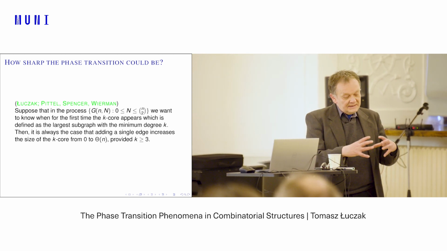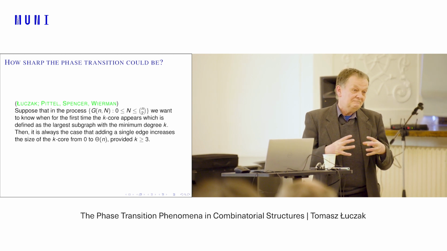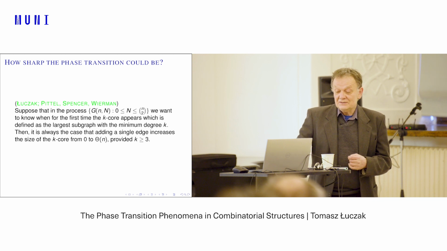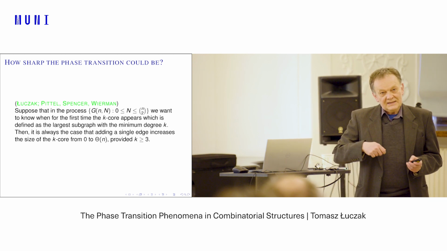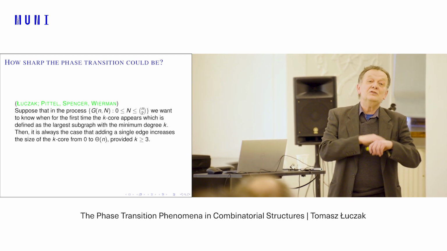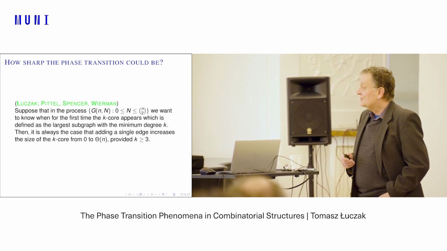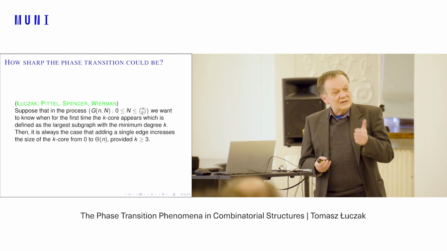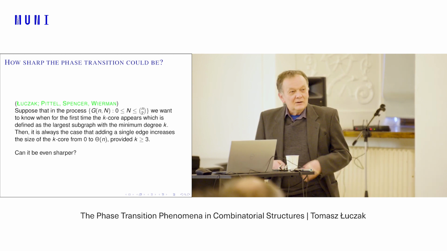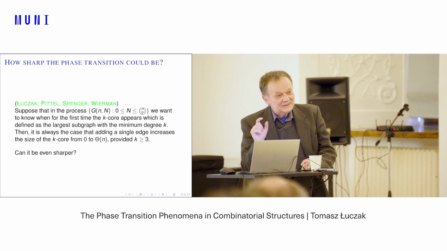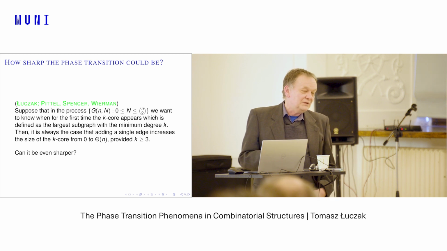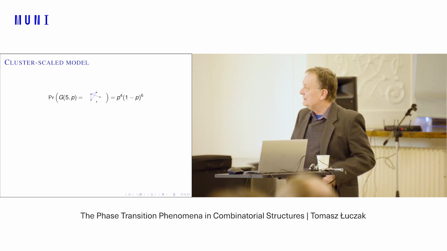For instance, look at the largest subgraph which has minimal degree k. Suppose that we are looking at the subgraph with minimal degree 3. During this process, there is always an edge such that before adding this edge, there are no such subgraphs, and out of nothing, when we add this edge, a huge subgraph of order n appears. So there is a phase transition which needs just one edge. The question is whether we can do better, whether there is a phase transition where we add half of an edge, and it will go from a small component to a larger one. It seems like a stupid question, how you can add half of an edge. But there is such a model, and this is called the cluster model.